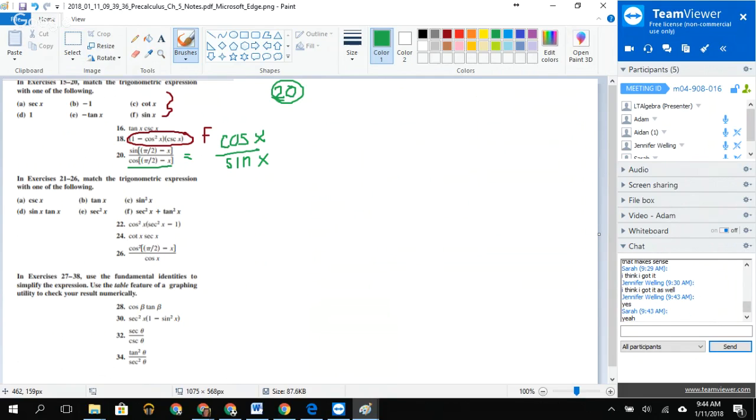But in this case, we have the cosine on the top. So this is another way of saying that this is the cotangent of x. So this can be simplified as the cotangent of x. Voila, right?